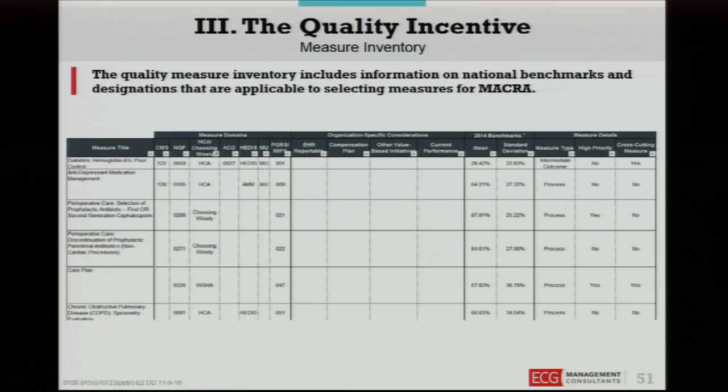And then for MACRA specifically, you've got a couple of notations here: is it a process versus an outcome measure, since you have to include at least one outcomes-based measure? Is it a cross-cutting measure, since you have to include one of those? And is it considered one of those high priority measures that you can use to get bonus points?